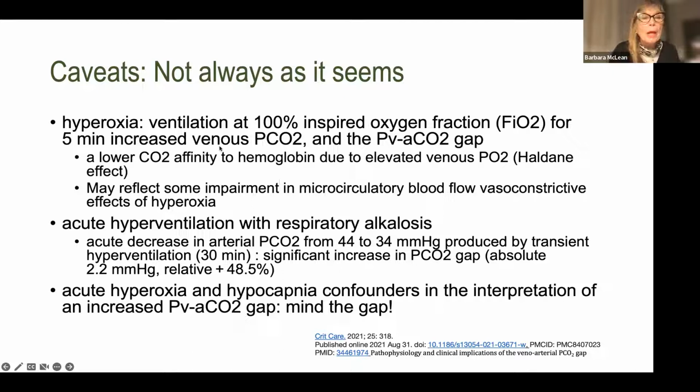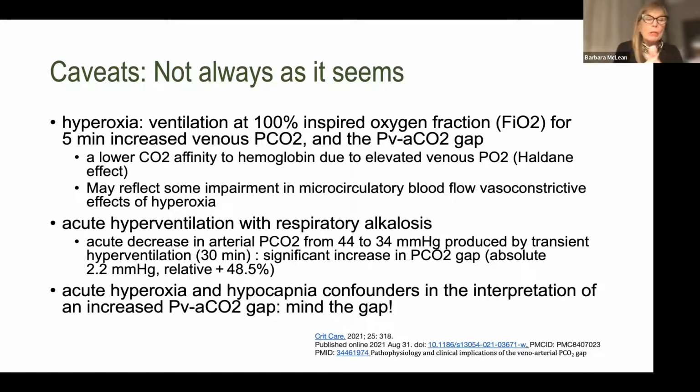It also is really important to remember that acute hyperventilation with respiratory alkalosis will cause a very significant reduction in the arterial CO2. So as the arterial CO2 goes down, you're going to have a wider gap, right? Because remember, it's venous CO2 minus arterial CO2. So if the patient is hyperventilating, the arterial CO2 is down, you're going to get a wide gap.